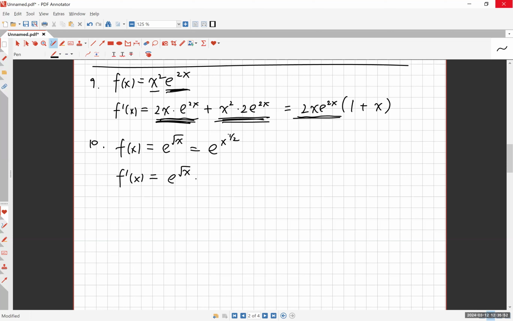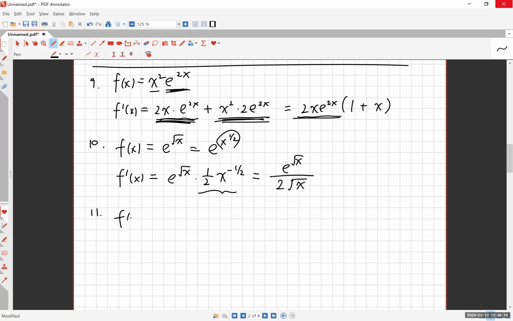And now we have to take the derivative of the blob, which is this. So the derivative of x to the 1/2 is 1/2 x to the negative 1/2, which this whole thing can be written as 2 square root of x in the denominator. That would be this whole thing. And then e to the square root of x. So if you do that, you will get your answer.